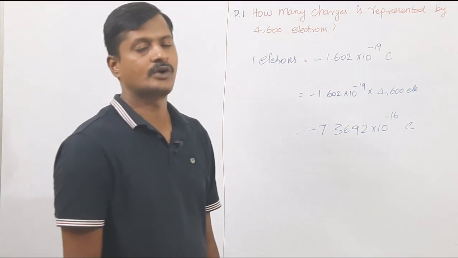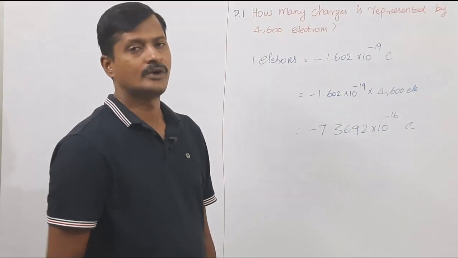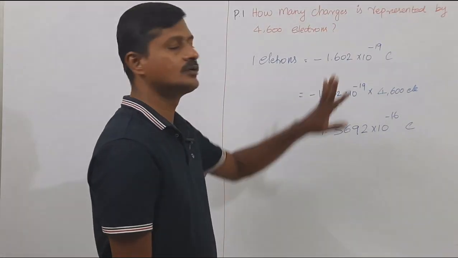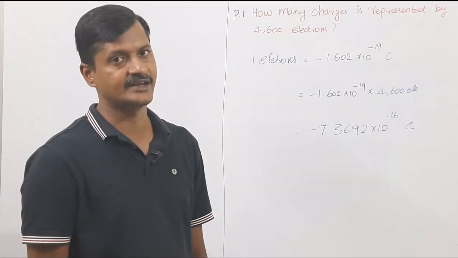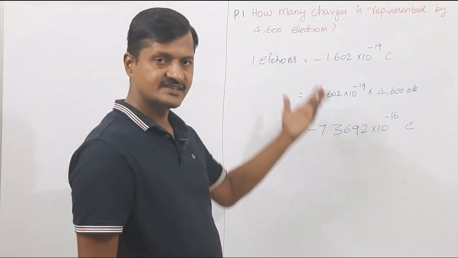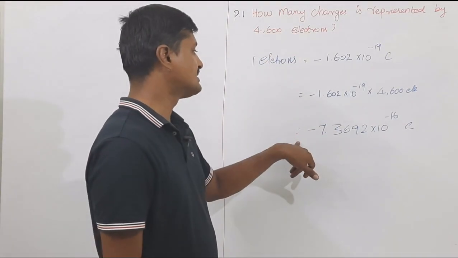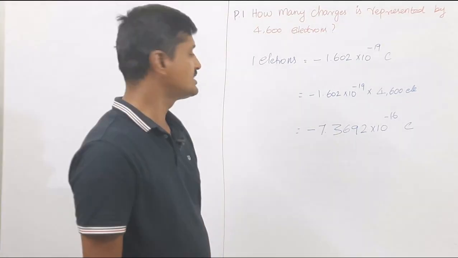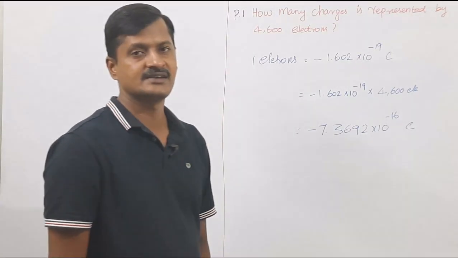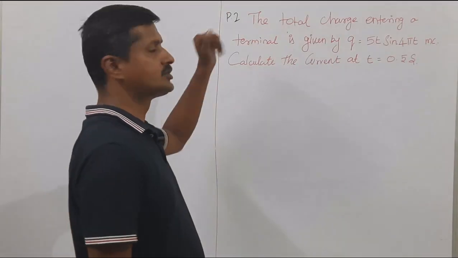So how many charges are represented by the 4600 electrons? One electron has how much charge? One electron has minus 1.602 into 10 power minus 19 coulombs. So when you multiply by 4600 electrons, you get the answer: minus 7.3692 into 10 power minus 16 coulombs. So next, problem number 2.